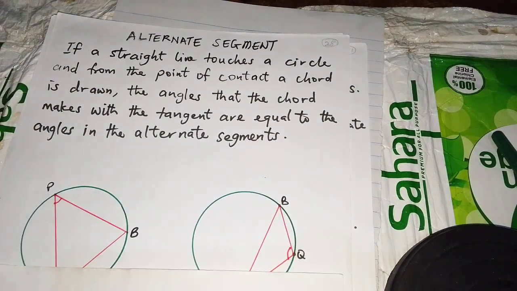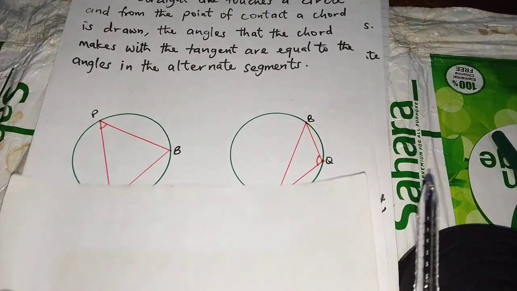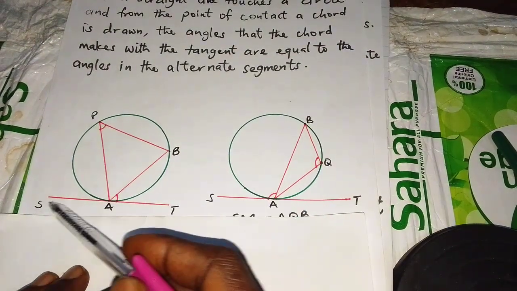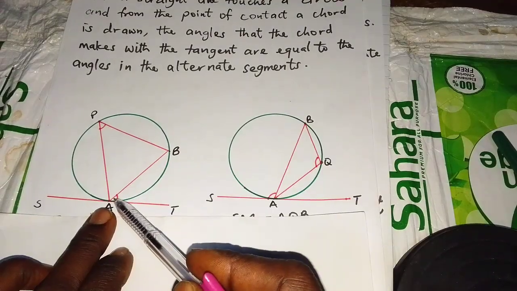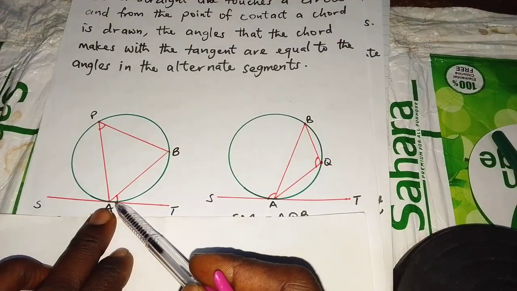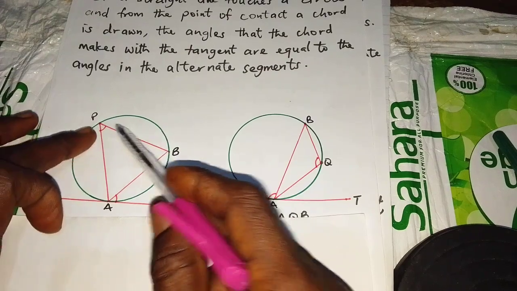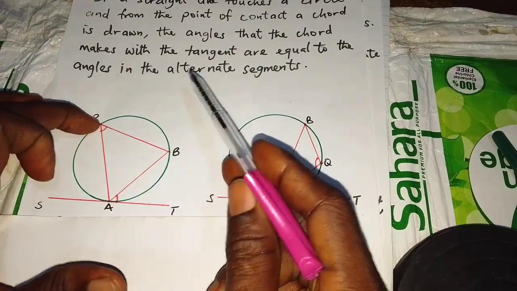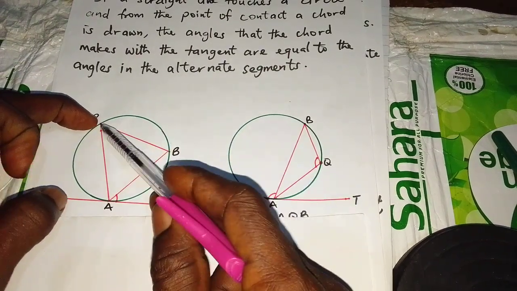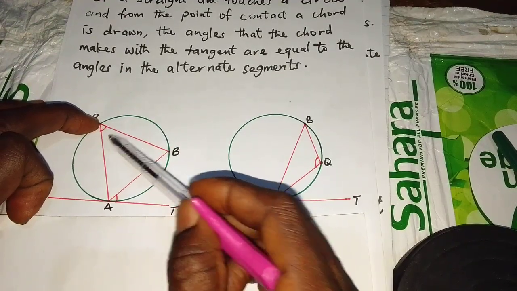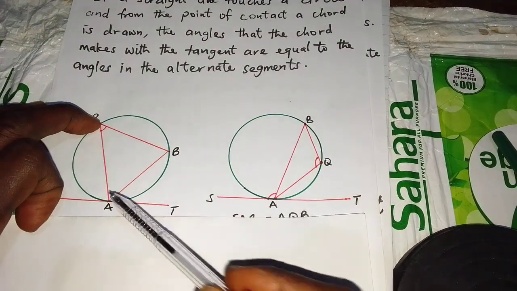Let's look at this diagram here. You realize that this is a chord and this is a tangent. So the angle this chord makes with this tangent is equal to the angle the chord will make with the circumference of the circle when it's used to draw a triangle. So the angle here will be equal to this one.